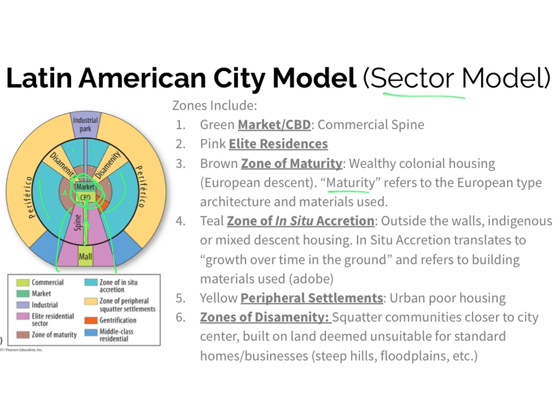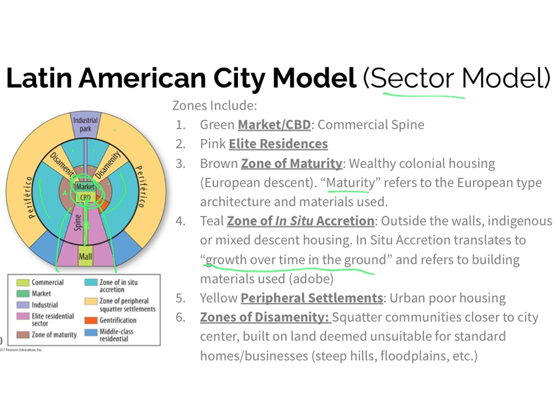In situ accretion translates to growth over time in the ground, and basically refers to the building materials that were used, specifically adobe. Adobe is made from the ground. What you're going to find along the pink, your elite residences, and even your zones of maturity is probably more like stone or plaster, but adobe is going to be used in the teal area.